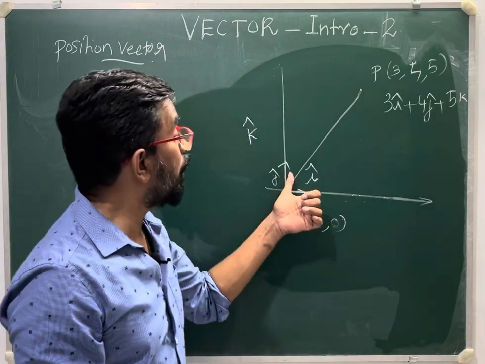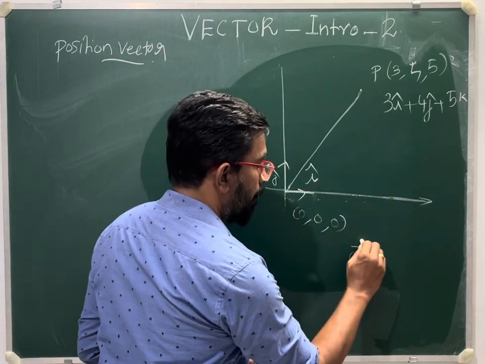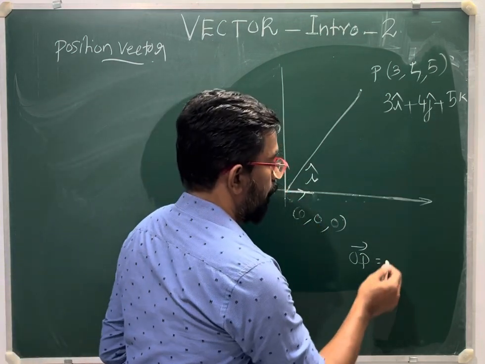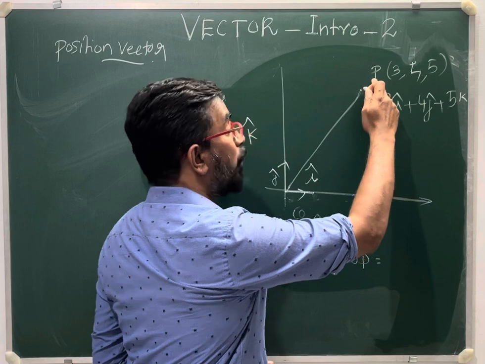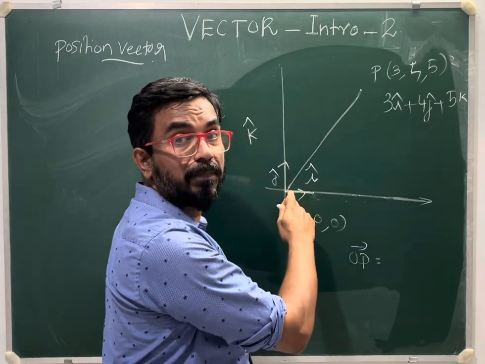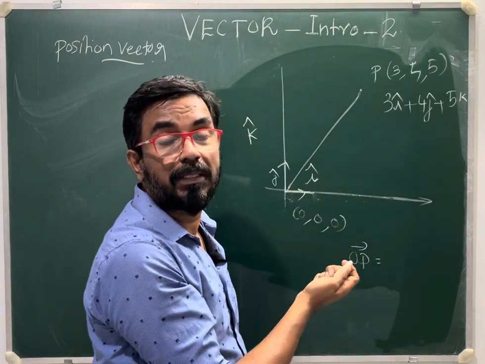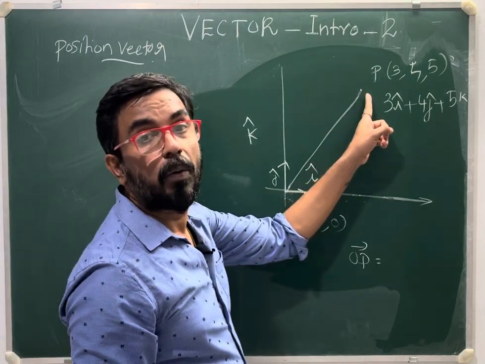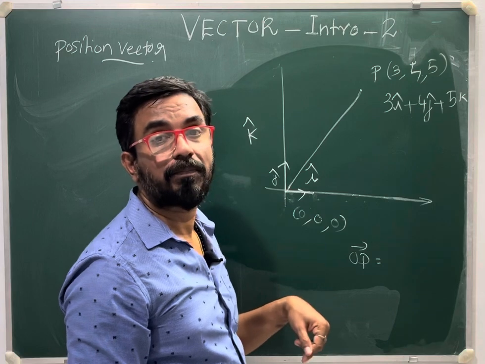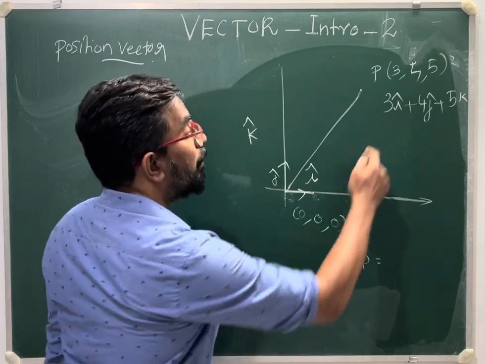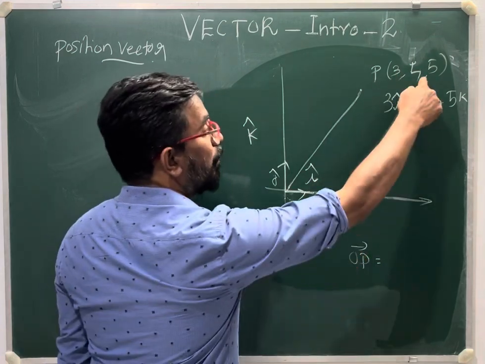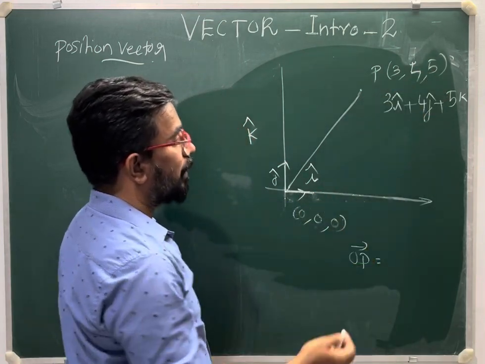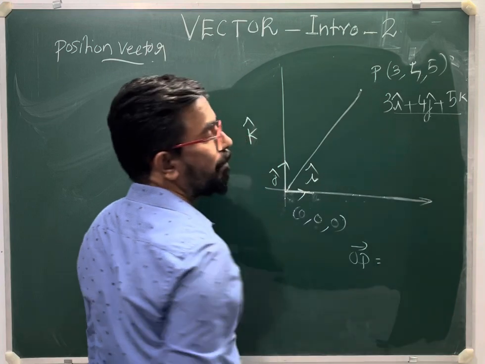As I said, what is the OP vector? OP vector, in other words, is from this point you have to subtract this coordinate. We said AB vector is OB vector minus OA vector. Here it is nothing but OP vector minus OO vector. So if you subtract, 3 minus 0, 4 minus 0, and this is the final point, 5 minus 0, that's nothing but this same vector will come.